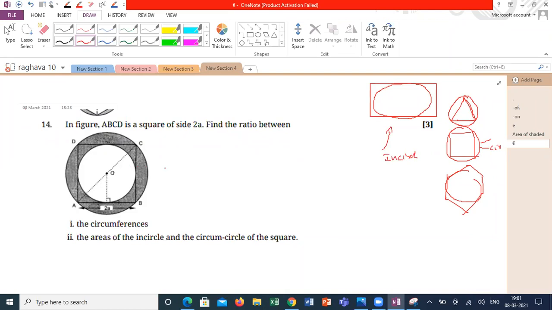There are two circles. Find the radius of the incircle, find the radius of the circumcircle. It is asking for the circumferences of the incircle and circumcircle, and the area of the incircle and circumcircle.